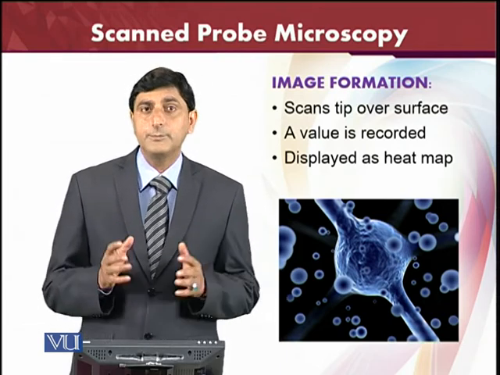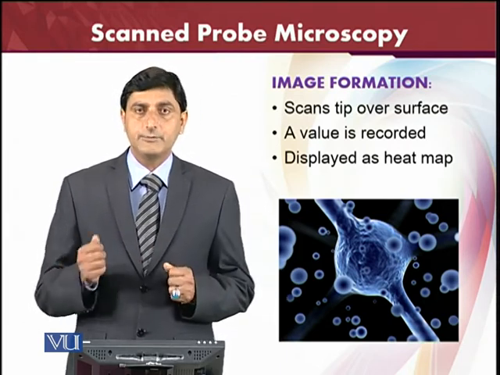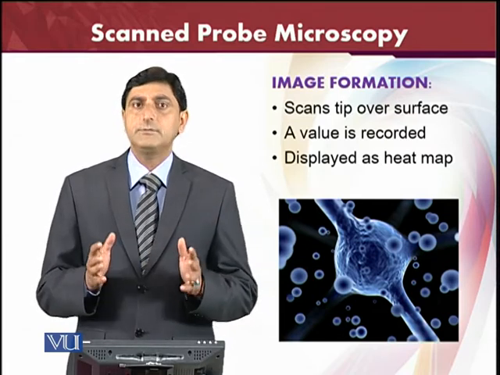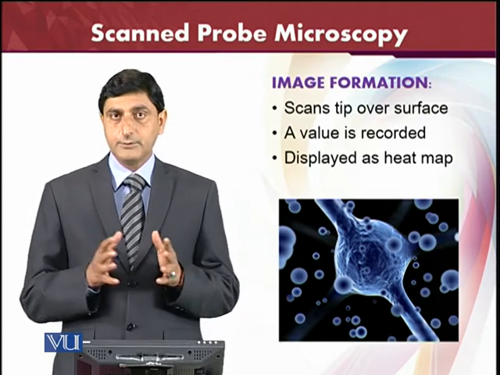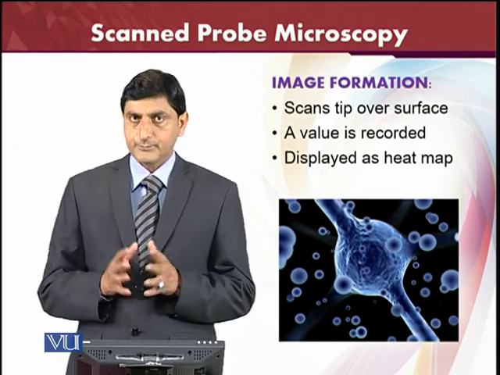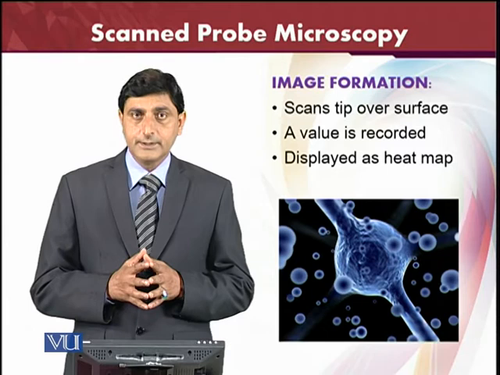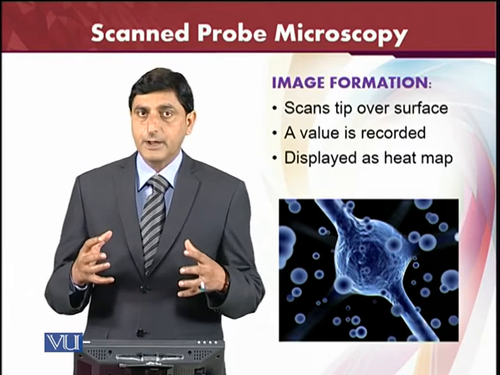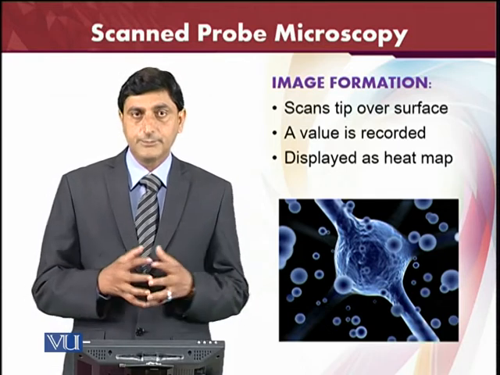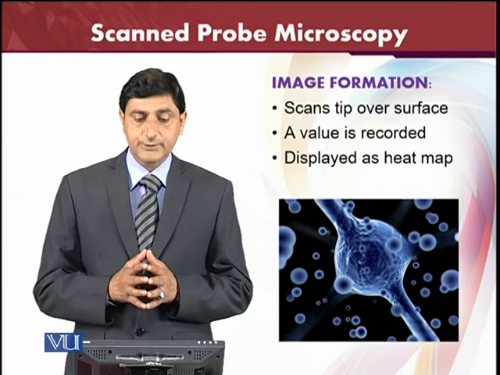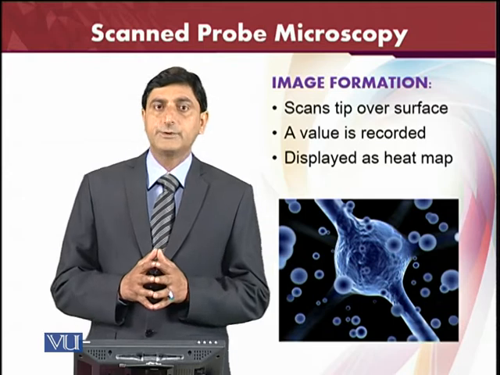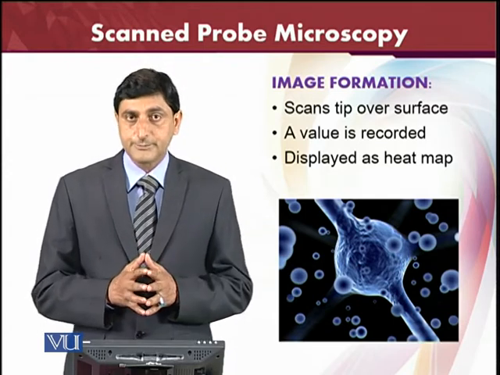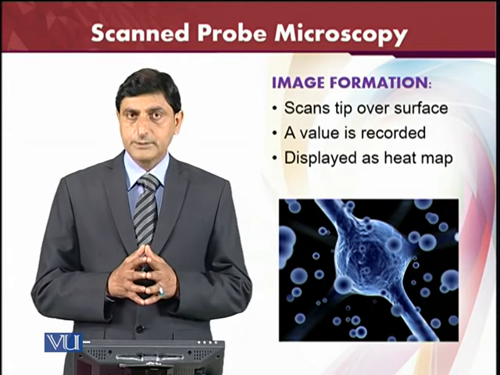First of all, the probe interacts with the surface, as we have already studied, so the tip is scanned over the surface. It gives us a special value, which is recorded on your computer screen. Then on the basis of that value, a heat map is displayed on the computer. On the basis of that special scan, we can examine special objects. So the image is formed in three steps.